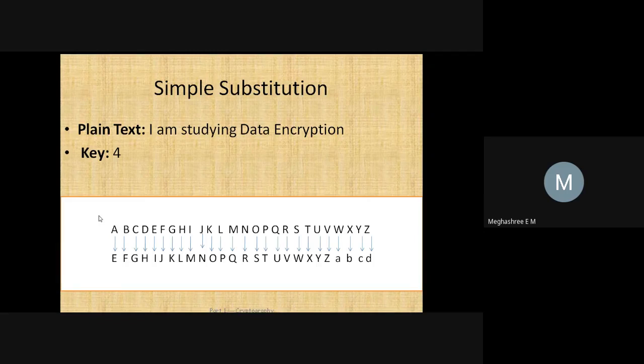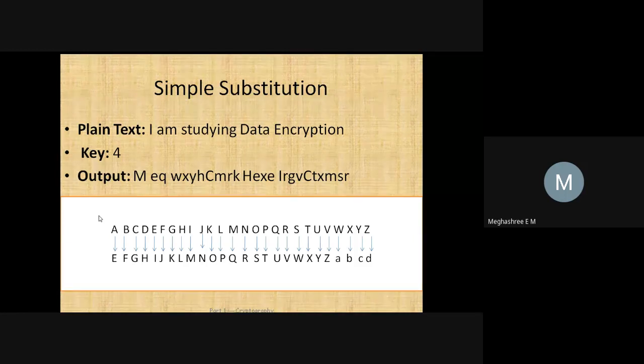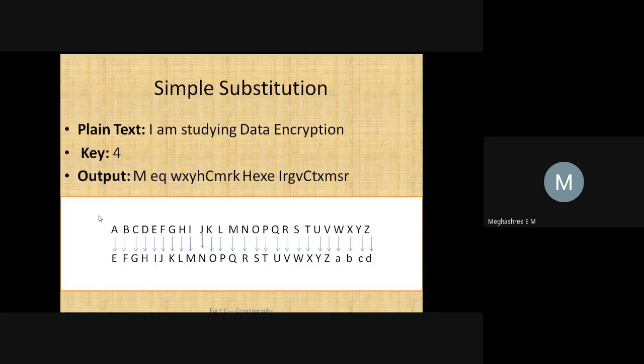Okay, Bhavna and Cypria. Let's cross check it. M E Q W X Y H S X Y H C M R K. Cypria, you must see there, right? Then H E X E I R G V C T X M S R. Okay, correct. Cypria, you correct it. Good. So what about others? You are all there in the class, right?